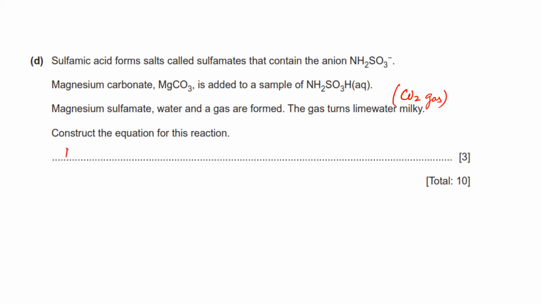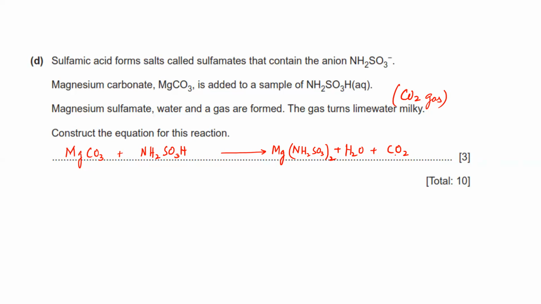So magnesium carbonate, MgCO3, plus sulfamic acid, NH2SO3H, react to form water plus carbon dioxide plus a sulfamate salt. The sulfamate salt is magnesium sulfamate, Mg(NH2SO3)2. So this is magnesium sulfamate. Now let's balance this equation.